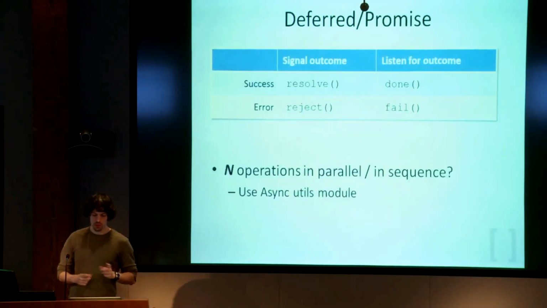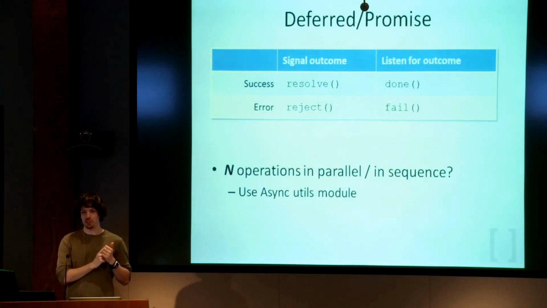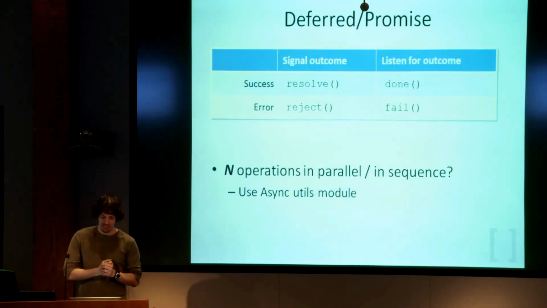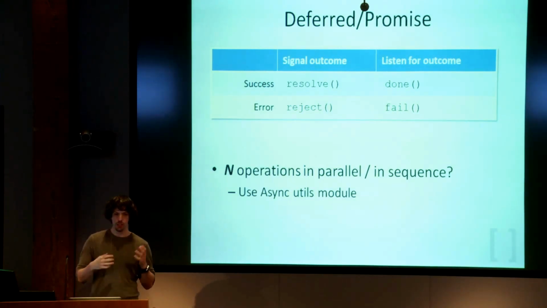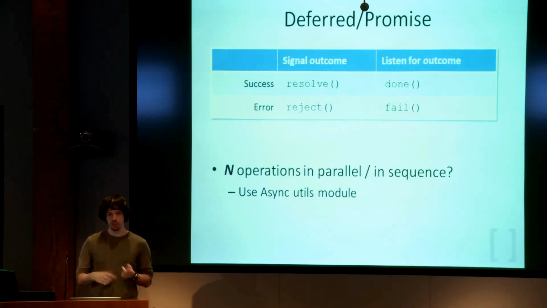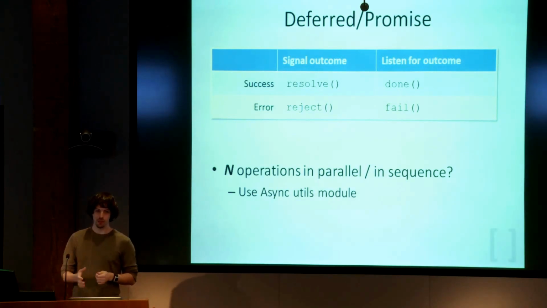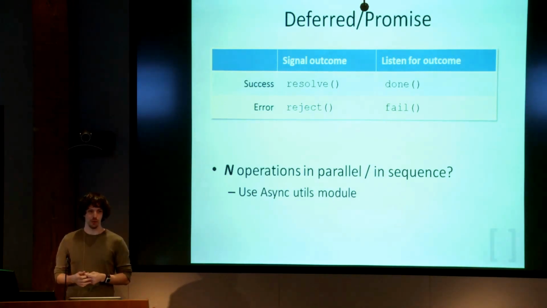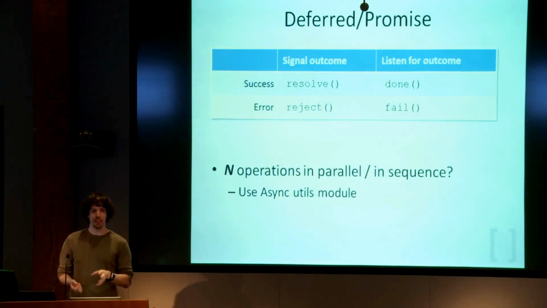So the names of those APIs are a little confusing, so I put up a little table here to make it hopefully a little more helpful. When you're signaling the outcome of something, you call resolve or reject. When you're listening for the outcome of something, you call done or fail. That can be confusing because done and fail sound kind of like verbs, but really what those methods are is essentially add done listener and add fail listener.